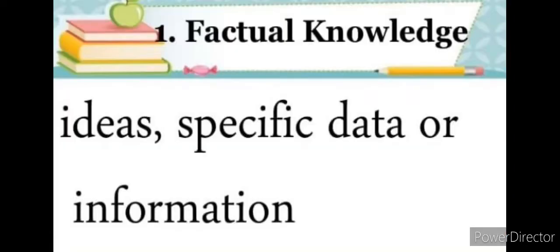Let's talk about the levels of knowledge. The first one is factual knowledge. It is the ideas, specific data, or information. It also refers to the basic information that the students must know to be acquainted with a discipline or solve problems with it. So the example of it is knowledge of terminology or specific details.